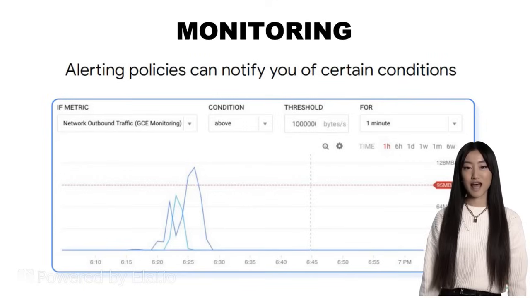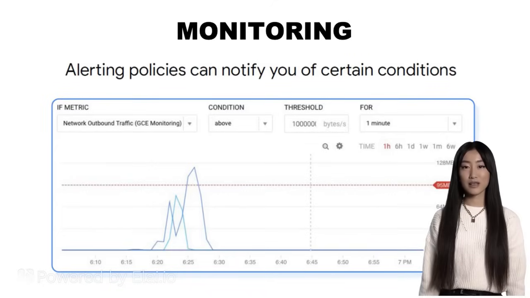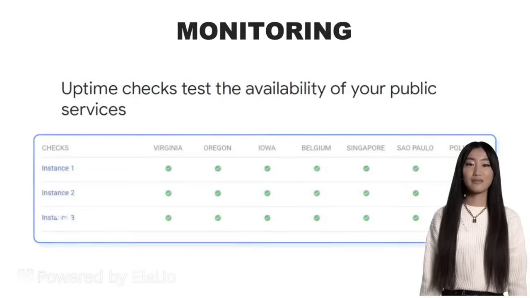When this condition is met, you or someone else can automatically be notified by email, SMS, or other channels to resolve this issue. You can also create an alert policy that monitors Stackdriver usage and alerts you when you approach your billing threshold.